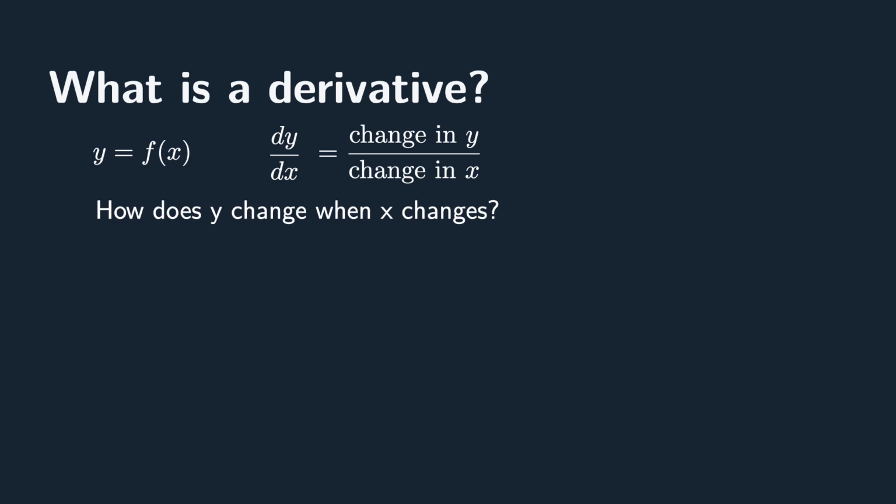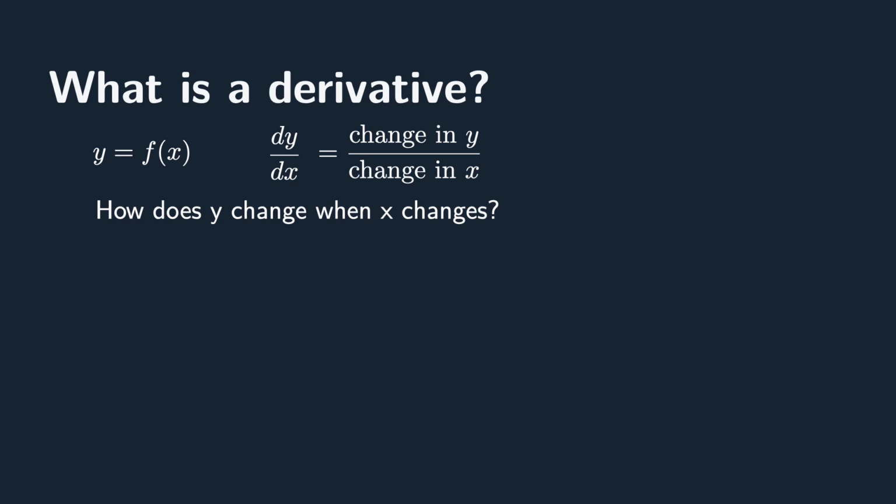If a small change in x causes a large change in y, the rate of change is large. If a large change in x only causes a small change in y, the rate of change is small. A common interpretation is that the derivative is the slope of a graph. That is useful, but the broader idea is rate of change.